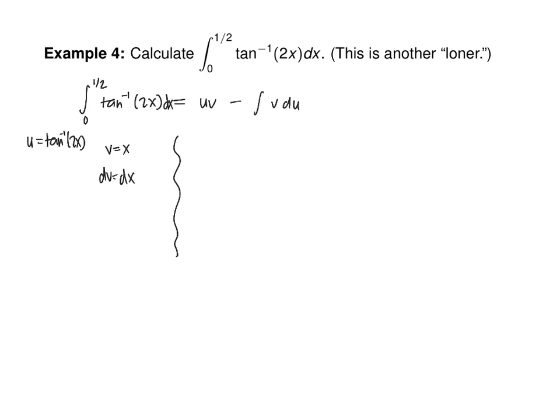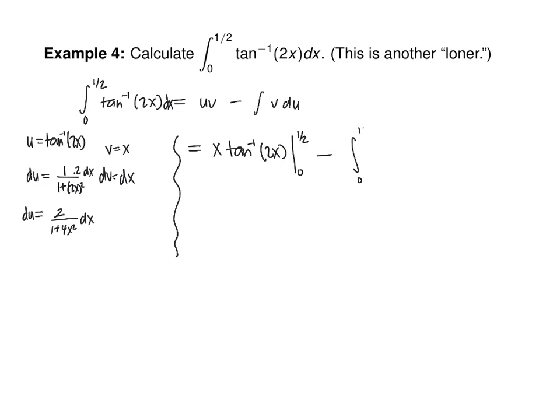So v is x, and du, well, the derivative of inverse tan, if you remember the review lesson, is 1 over 1 plus (2x) squared times 2 dx, or 2 over 1 plus 4x squared dx. Okay, so we have uv, x tan inverse of 2x. That part we're going to evaluate from 0 to 1/2. Minus the integral from 0 to 1/2 of v du. So multiplying v and du, we get 2x over 1 plus 4x squared dx. Okay, so let's plug stuff into that first bit. 1/2 tan inverse of, well, that will be 1 minus 0 because you have that 0 term.